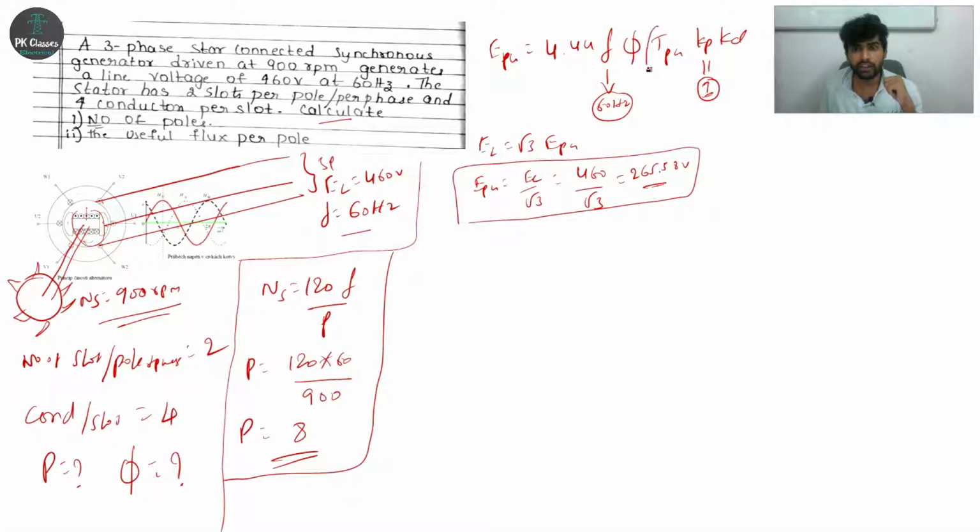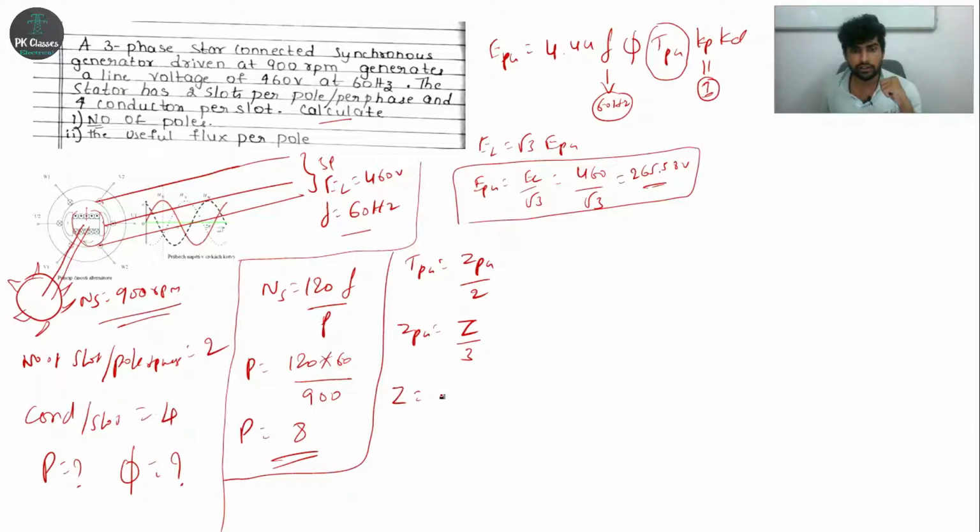Now we'll calculate T phase. How to calculate T phase? Conductor per phase by 2, right? So T phase is equal to Z phase by 2. How to calculate Z phase? Z phase is equal to conductor per phase, right? So total number of conductors per phase. So how to calculate the total number of conductors?